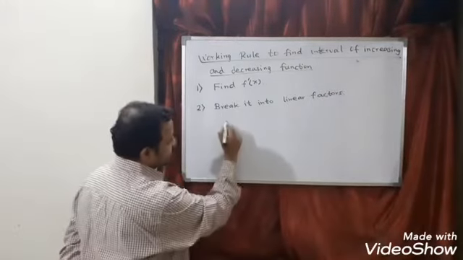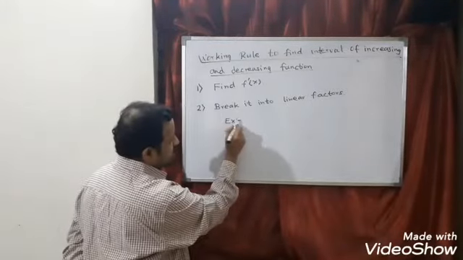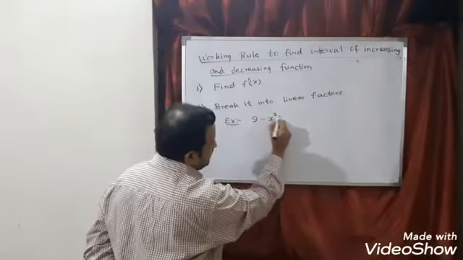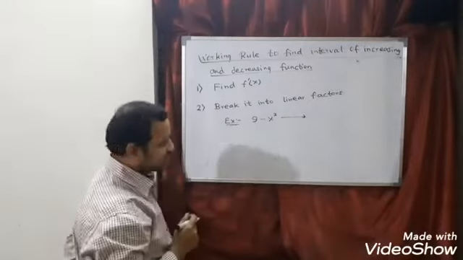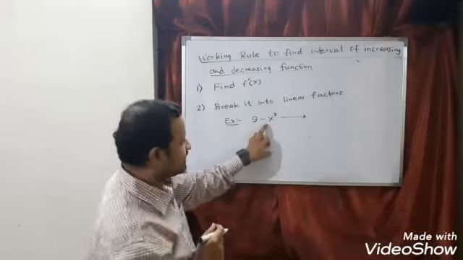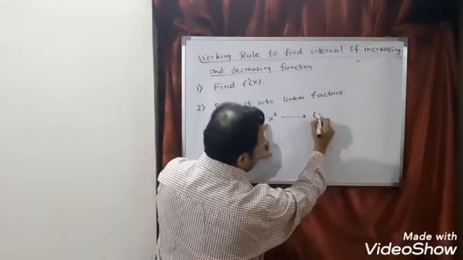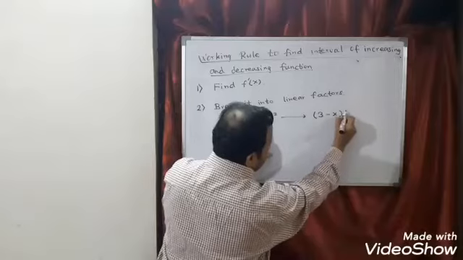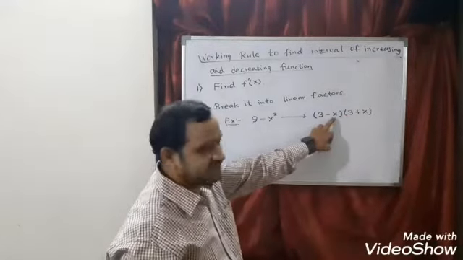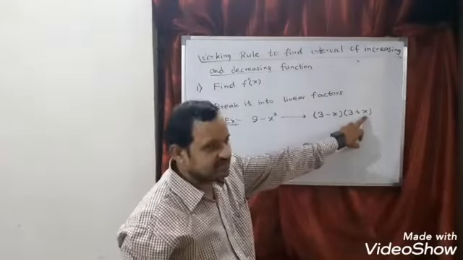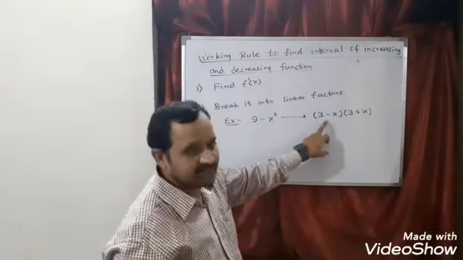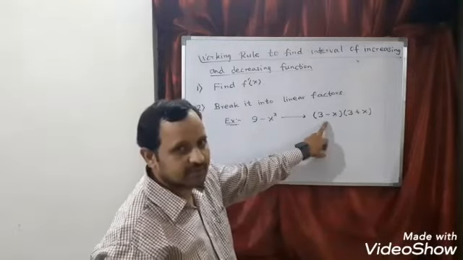What is the meaning of this is, for example, something like 9 minus x square. Can somebody tell me how to break this? The degree of x here is 2. So we have to break this. So this we can write as 3 minus x into 3 plus x. You can see here degree of x is 1. So 9 minus x square we can break and write as 3 minus x into 3 plus x.